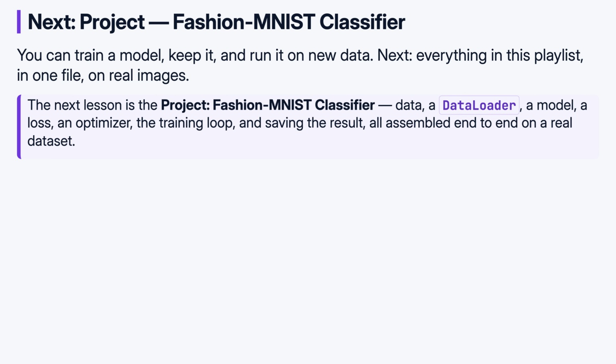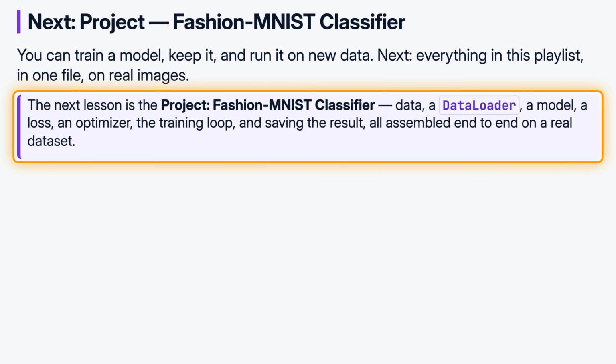You can now train a model, keep it, and run it on new data. Next, everything in this playlist in one file on real images. The next lesson is the project, a Fashion MNIST classifier: data, a data loader, a model, a loss, an optimizer, the training loop, and saving the result, all assembled end to end on a real dataset. See you there.